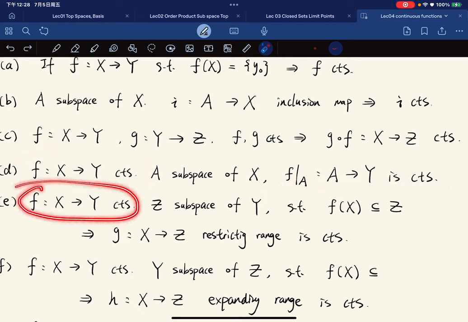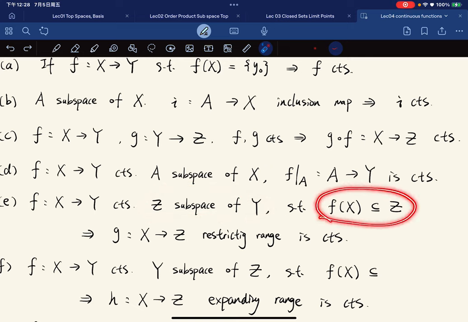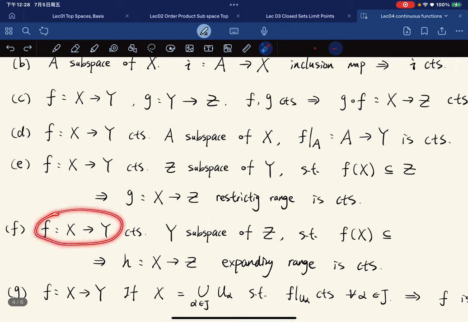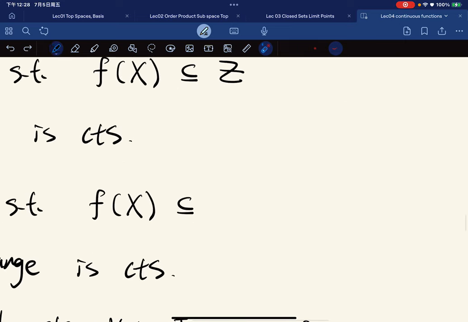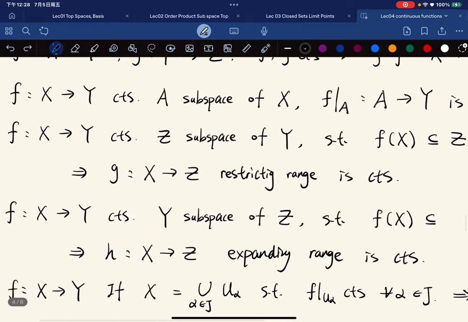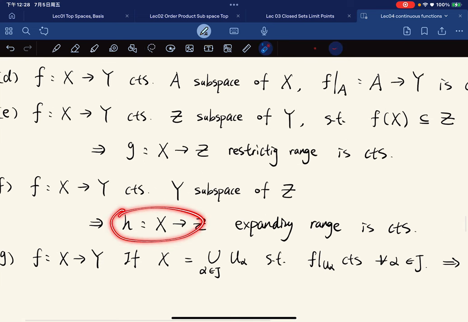Now, given a continuous function, we let Z be a subspace of Y that contains the image of it. Then this function with restricted codomain is again continuous, right? And also, if f from X to Y is continuous and we let Z be such that Y is a subspace of Z, actually we don't even need this. So the function h that expands the range is again continuous, okay?